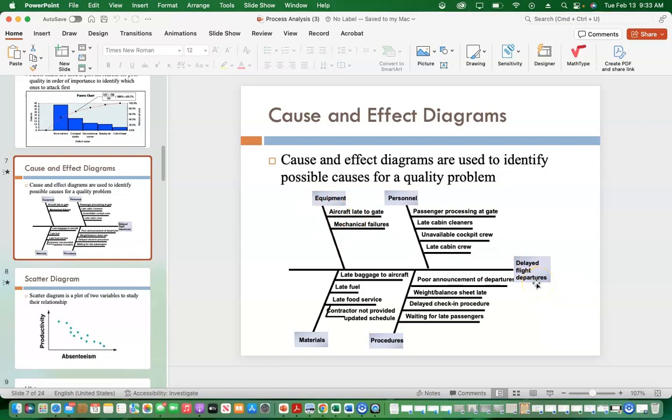And then for materials, we have a number of issues. One is late baggage to the aircraft, late fuel, and so forth. And when all these are addressed, it will reduce the problem. And when you improve the other causes, the personnel and procedures, the delayed flight departure will significantly be resolved.